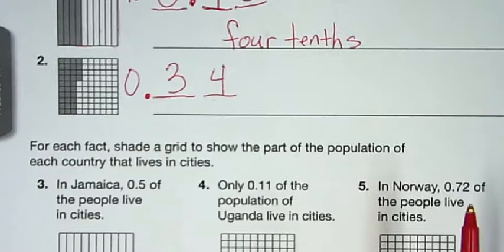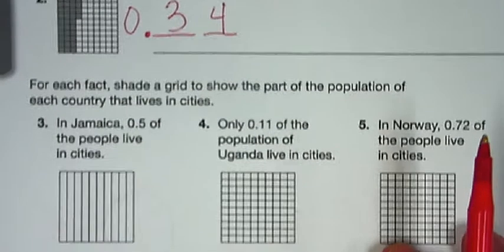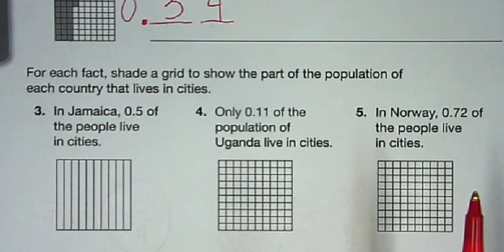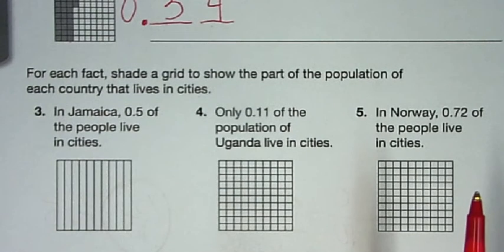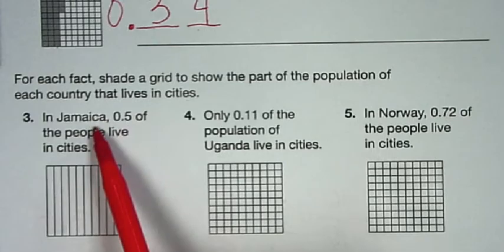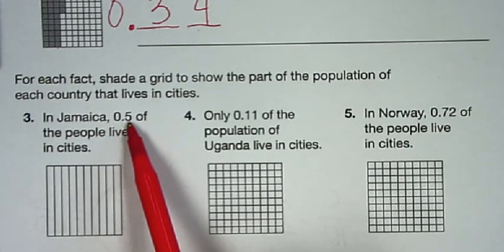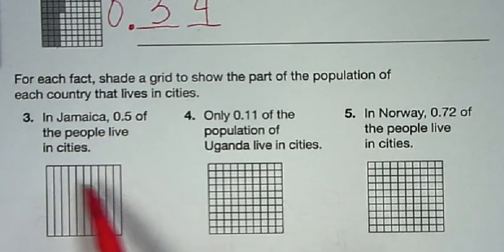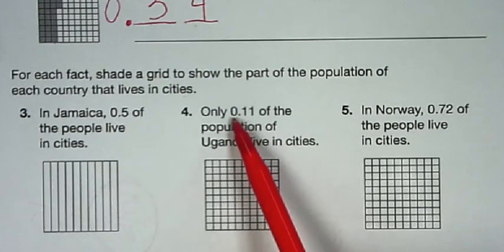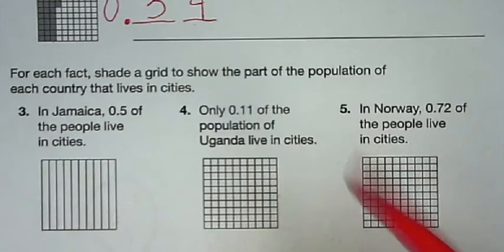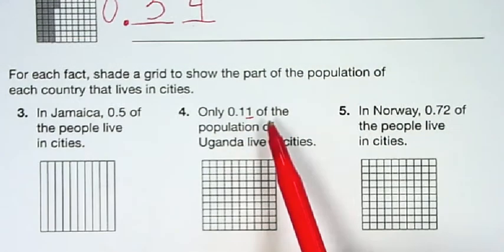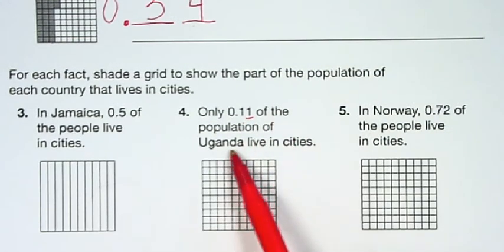But let me scoot up here. We're almost out of time. For each fact, shade a grid to show the part of the population of each country that lives in cities. Okay, so in Jamaica, this says 5 tenths of the people live in cities. So you would obviously shade in 5 of these. For number 4, it says only 11 hundredths, and we read that as hundredths because it goes out to the hundredths place. So only 11 hundredths of the population live in Uganda.